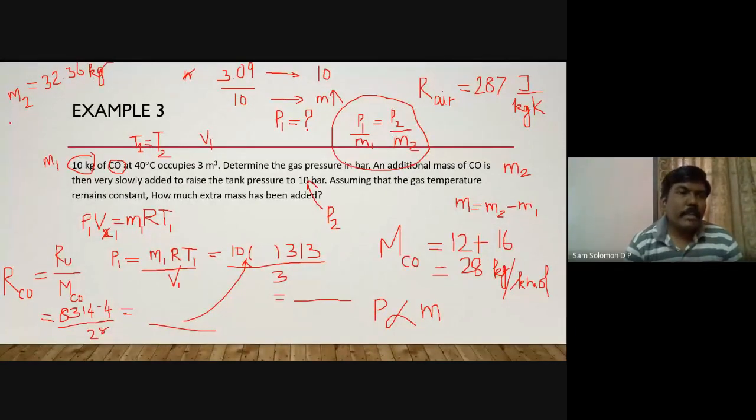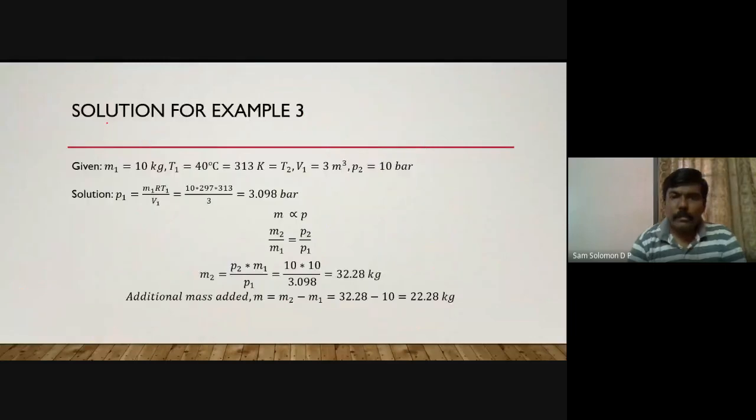But what is asked in the problem is the additional mass, which means you have to subtract the initial mass. So m is equal to M2 minus M1, which means 32.36 minus 10. 10 is the initial value, so you end up getting 22.36 kilogram. So the book answer happens to be 22.28 and you are getting 22.36. No problem.